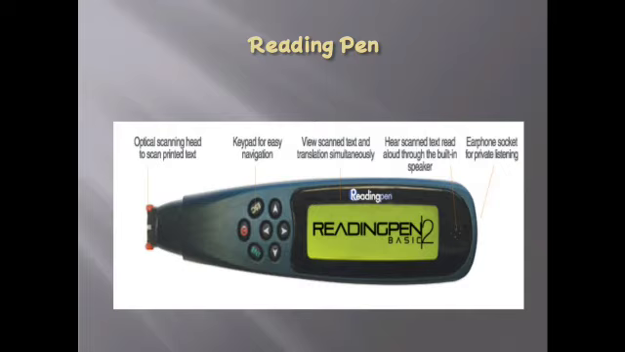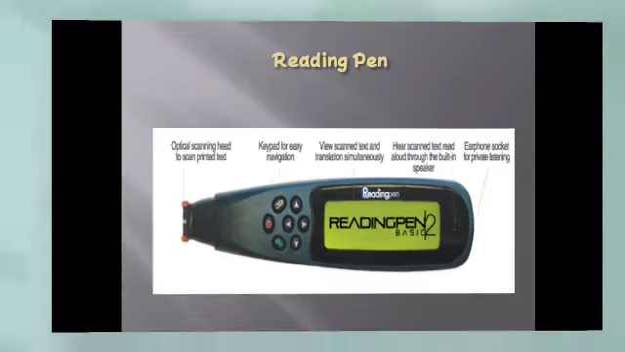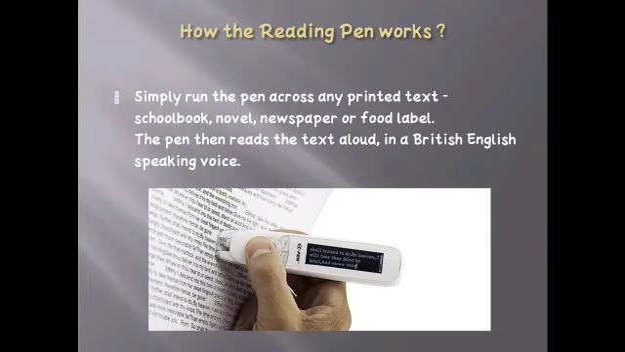Now, how does the reading pen work? We can simply run the pen across any printed text, or book, or novel, or newspaper, or anything where text is there. Then the pen will read the text aloud. That can be in British English or it can be in American English as well.